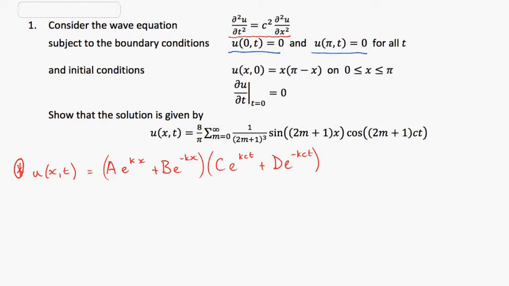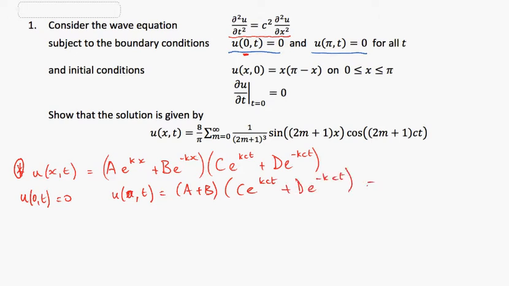So here what we're saying is when x is 0, u will be 0. So if we try that, u(0,t) equals 0. So when x is 0, what will we have? We will have u(0,t) equals, both exponentials will be 1, so we'll have (a plus b) times (c e to the kct plus d e to the minus kct) equals 0.